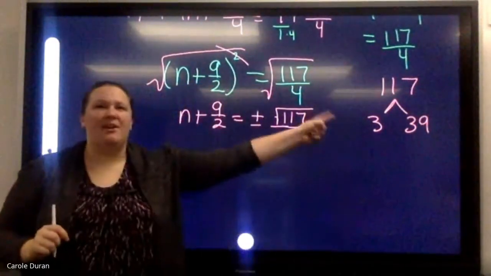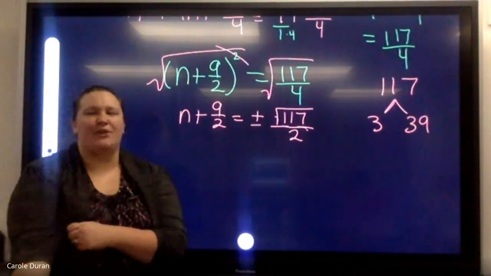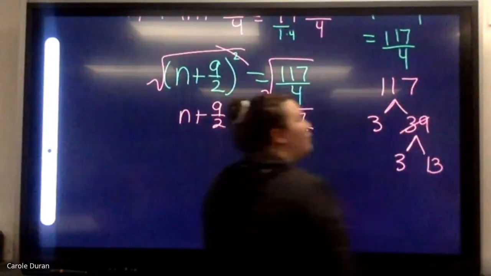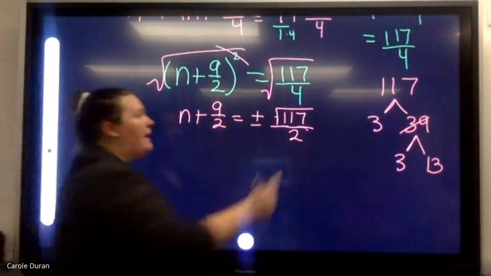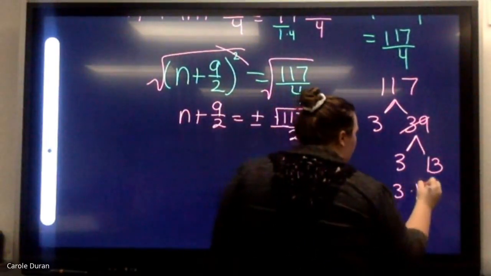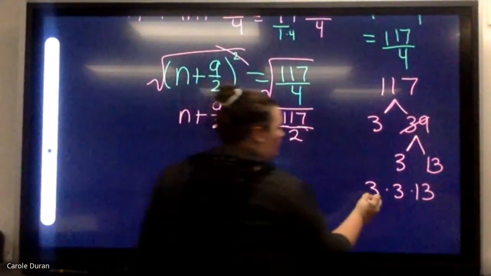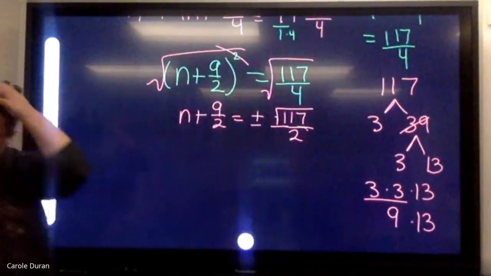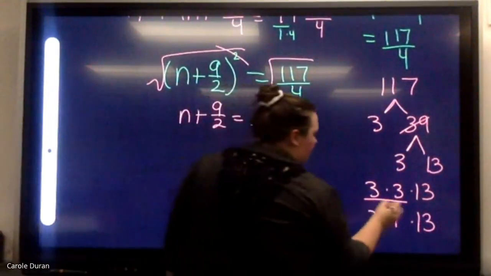3 is prime, 39 is not, so I need to break it down farther. What multiplies together to get 39? 3 and 13. Both of those are prime, so I'm officially done. So my prime factorization for 117 is 3 times 3 times 13. I have a matching pair. I put the 3's together and I get 9 times 13. I don't have any other matching pairs, so I'm going to square root both of these.